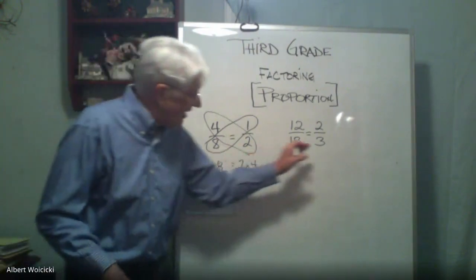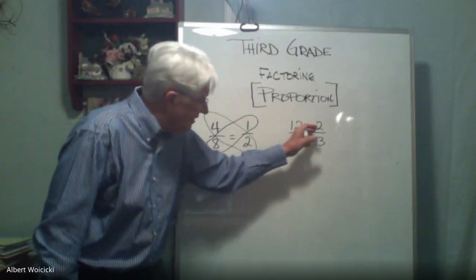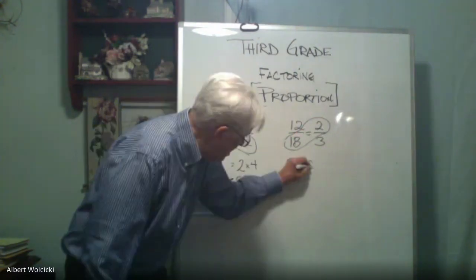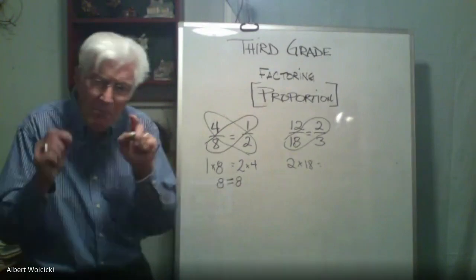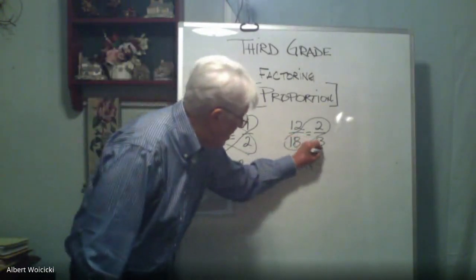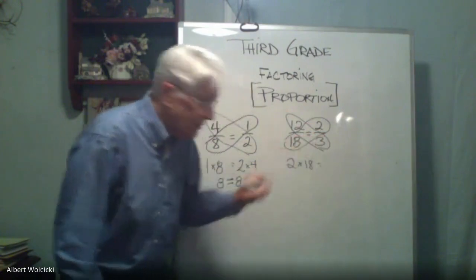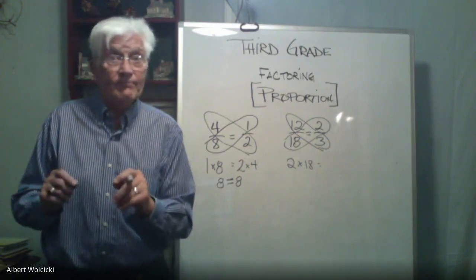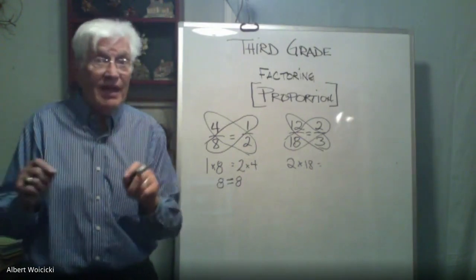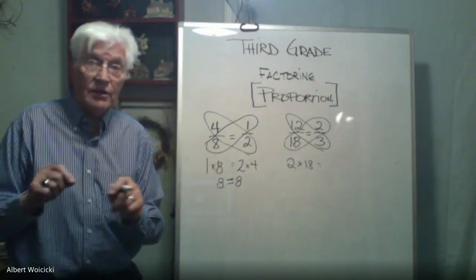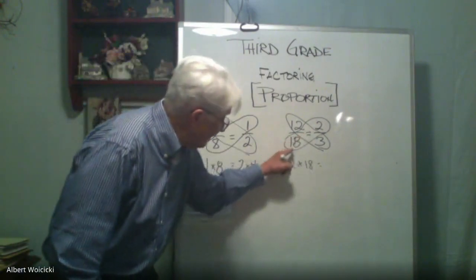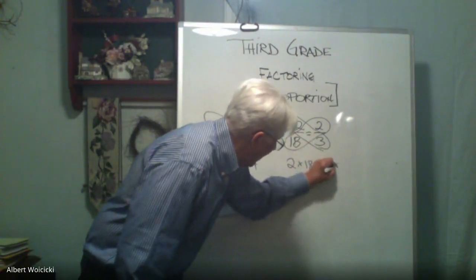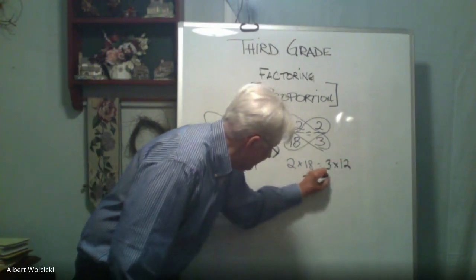So let's take a look at this second one. We said that 12/18 turns into 2/3. So that means that 2 times 18 must equal 3 times 12. If it doesn't, then we've made a mistake. Okay? So it's okay to make mistakes. We learn from our mistakes. So let's take a look. 2 times 18. Well, 2 times 18 is 36. And what's 3 times 12? Well, that's 36 as well.